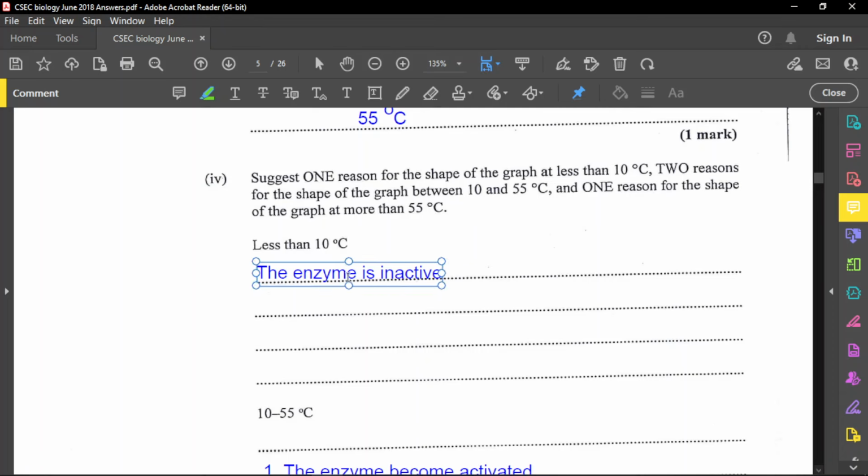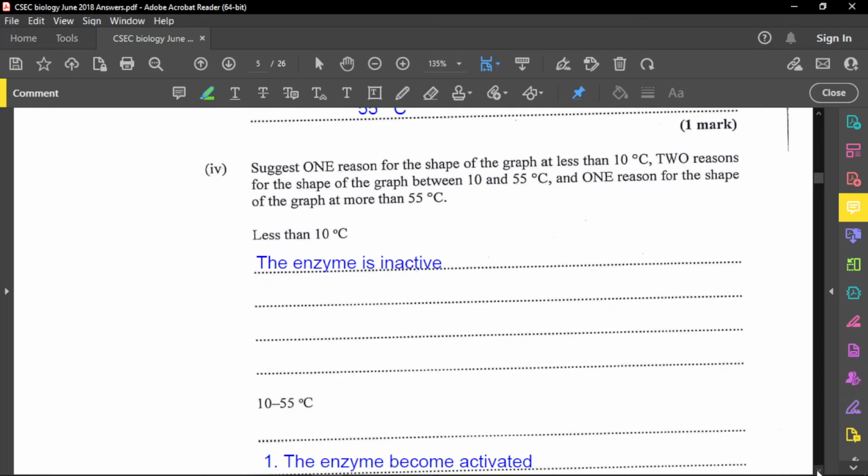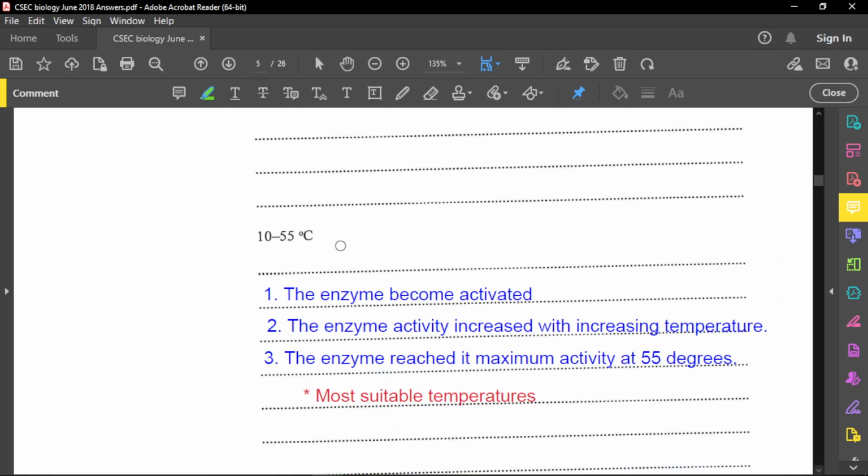And so at that point, we can state that the enzymes are inactive. So the enzyme is definitely inactive at low temperatures. And from 10 to 55 degrees Celsius, what is happening here is that the enzyme becomes activated.